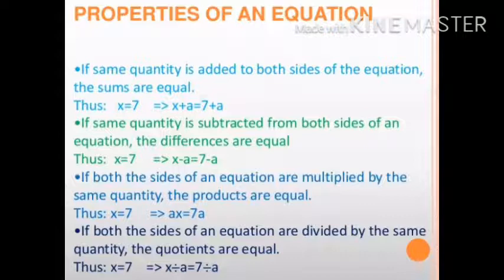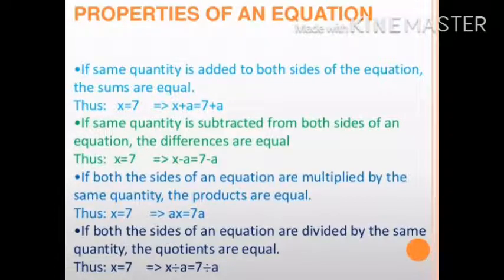Property of an equation. If some quantity is added to both sides of the equation, the sums are equal. Thus, x is equal to 7, x plus a is equal to 7 plus a. If the same quantity is subtracted from both sides of an equation, the differences are equal. Thus, x is equal to 7, x minus a is equal to 7 minus a.